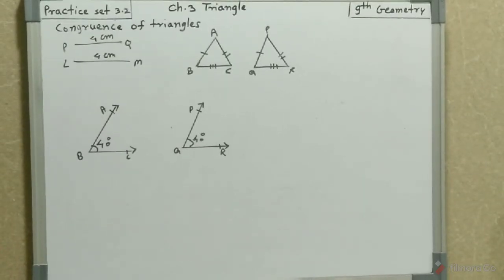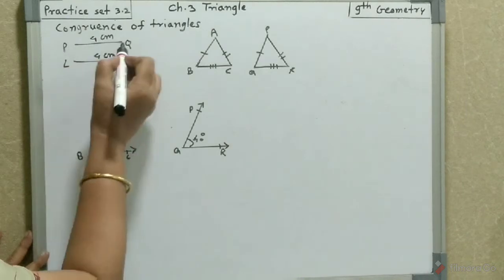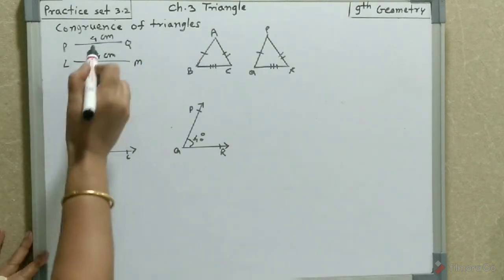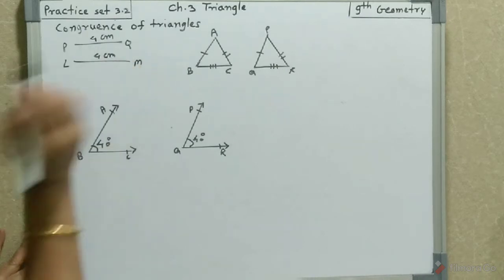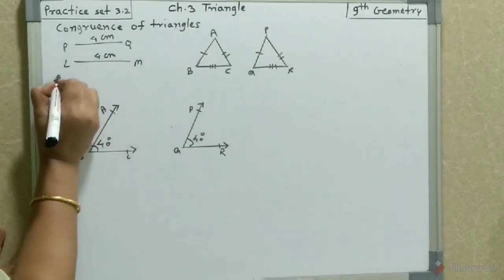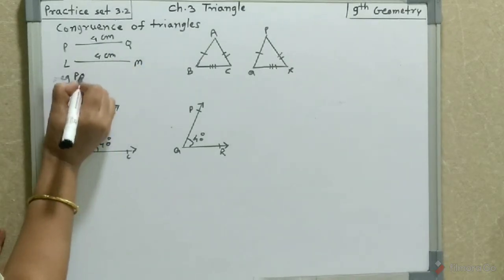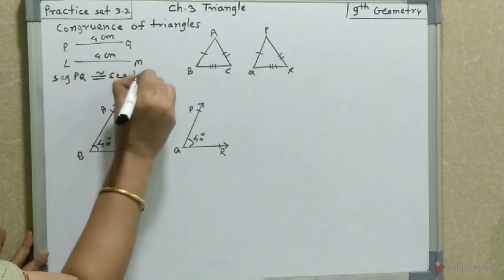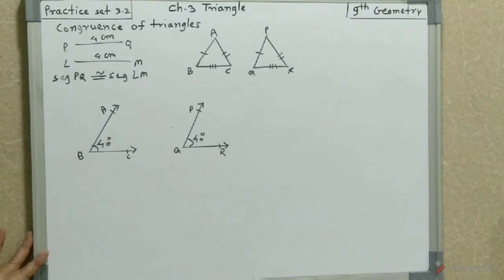Now the next concept, that is congruence. We already know if one segment is placed upon another and fits with it exactly, then the two segments are equal. See here, segment PQ is 4 cm and LM is also 4 cm. So these two segments are congruent. So segment PQ is congruent to segment LM. This is the sign of congruence.